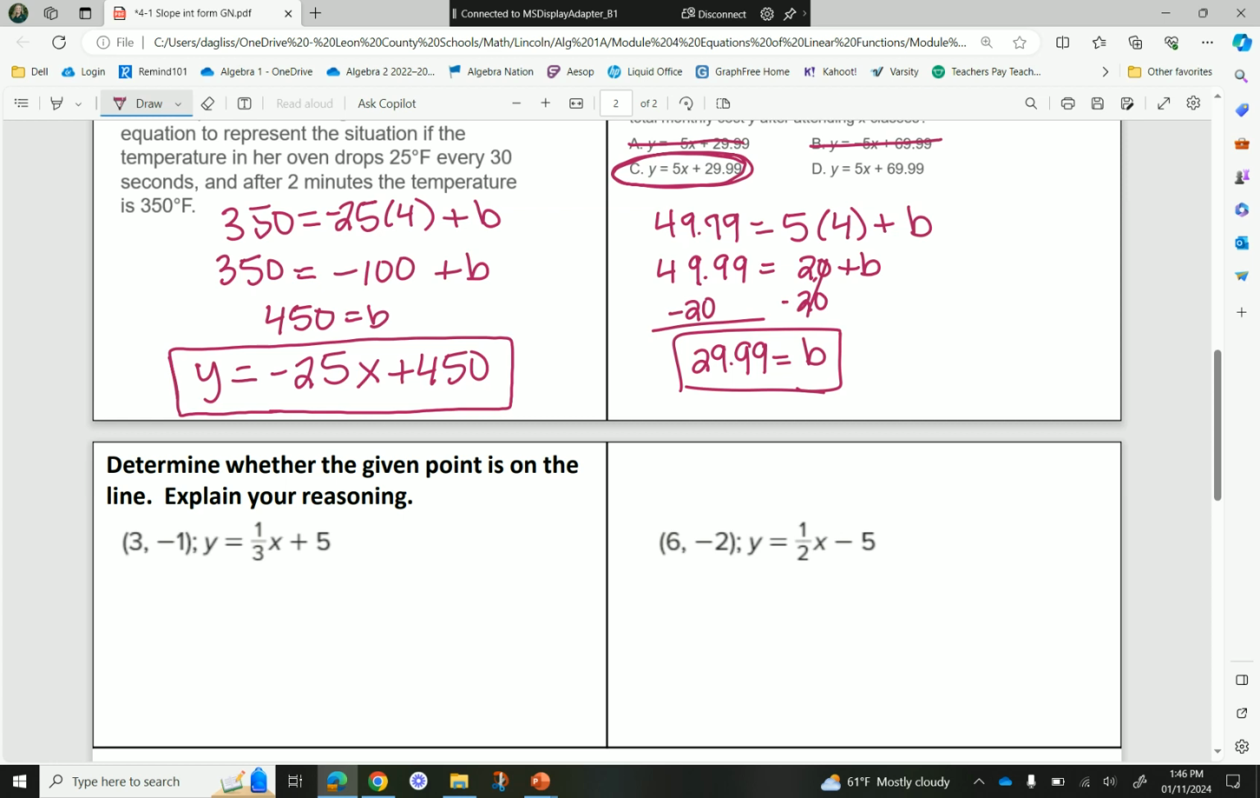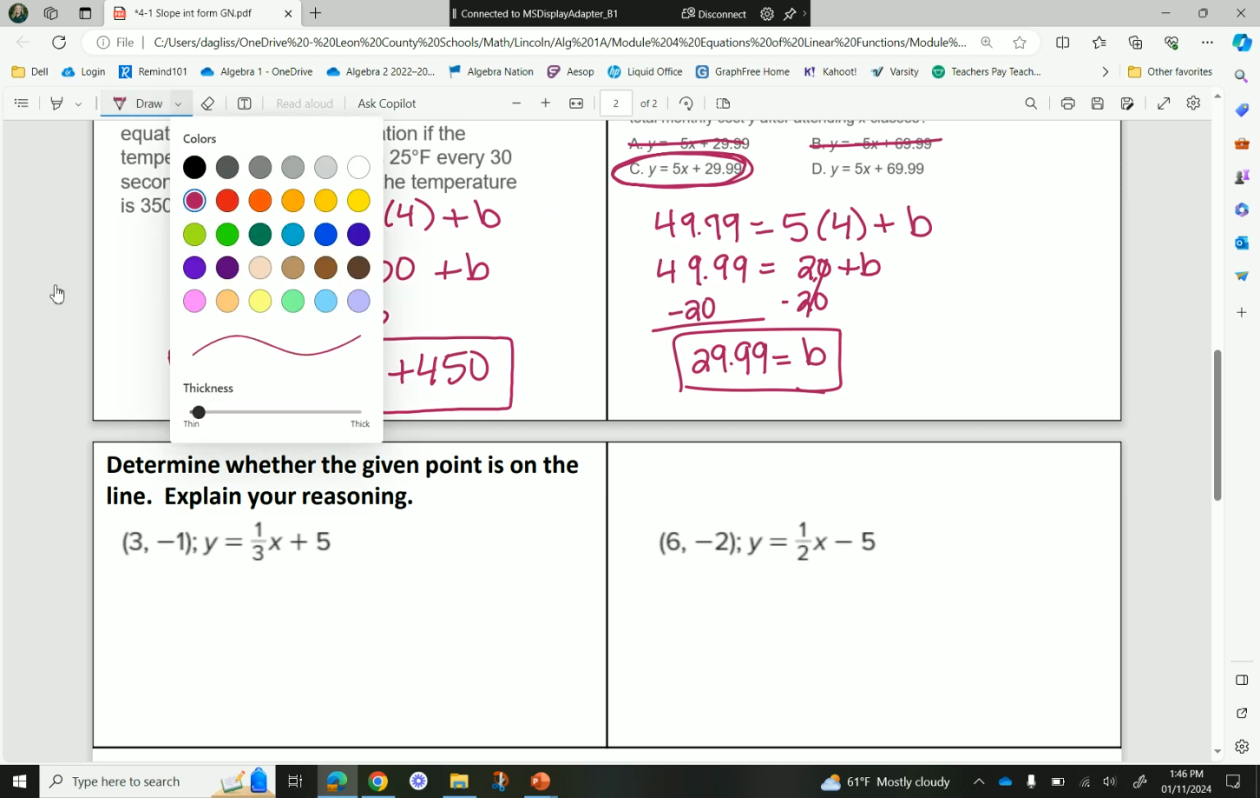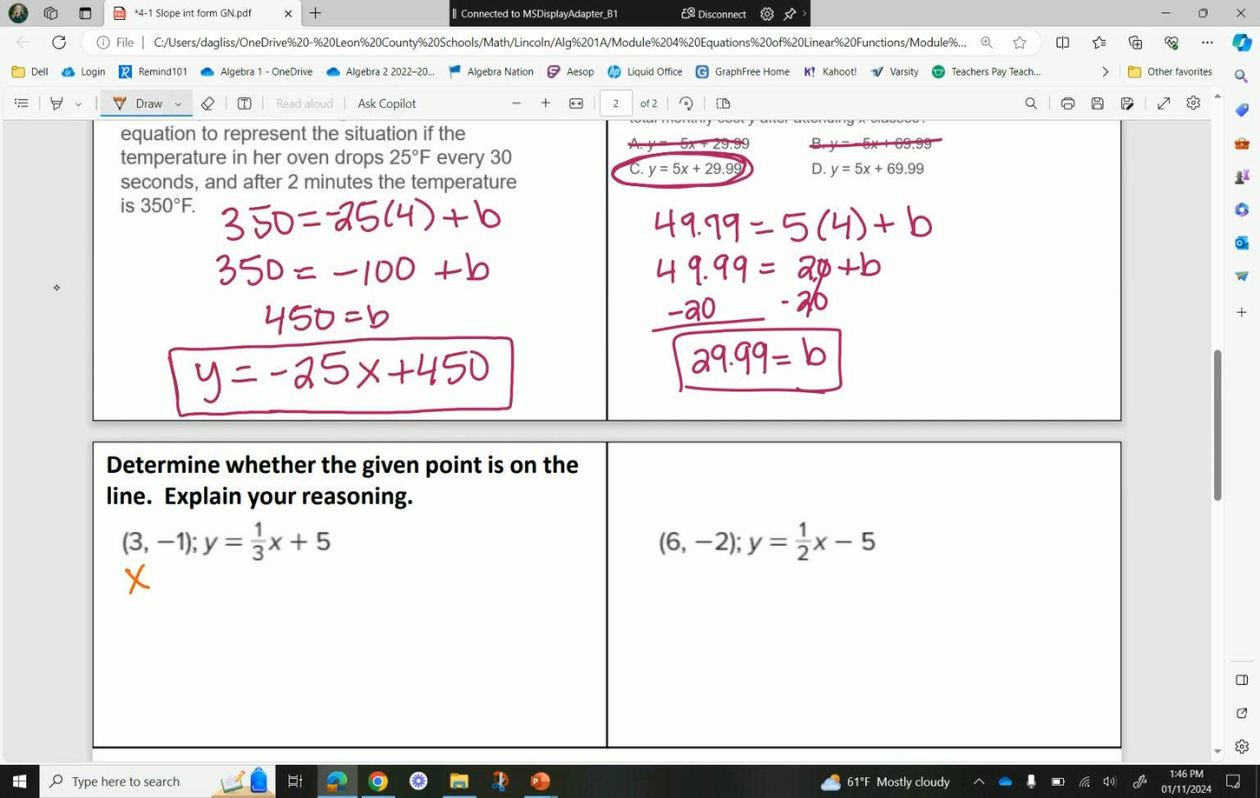Okay. So it gives me the point (3, -1). So we're going to plug in. Is 3 going to be the x or the y? 3 is my x, -1 is my y. So instead of y equals, we're going to say -1 equals 1/3 times 3, and then plus 5. It just wants to know, do both sides equal each other? That's all we're having to do right here. What is 1/3 times 3?